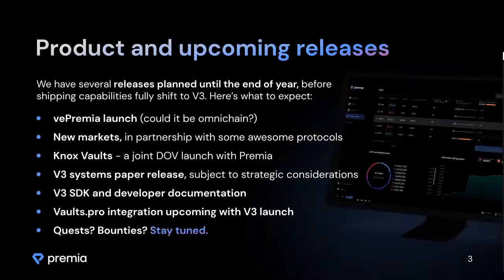Moving on to product and upcoming releases. We have several releases planned before the end of the year. And then shipping capabilities basically shift fully to V3, as that's when timelines align. So before then, we can expect that vPremia will launch very, very soon. Could it be omni-chain? The answer is yes. Sorry to ruin the suspense.